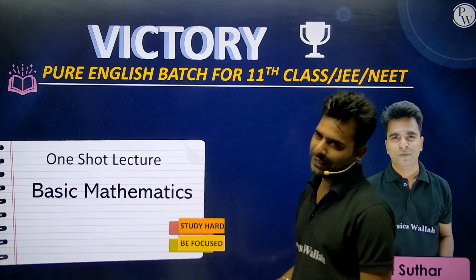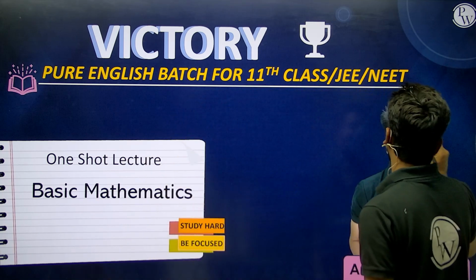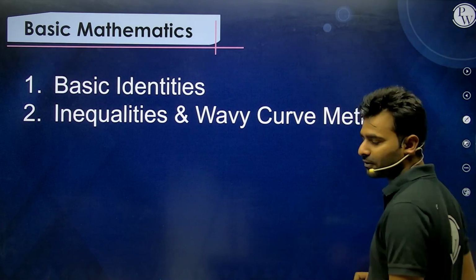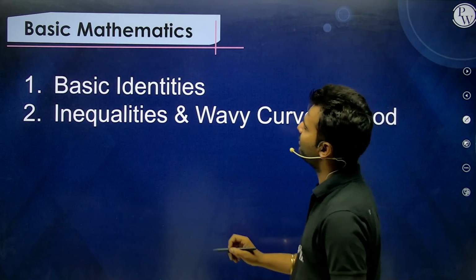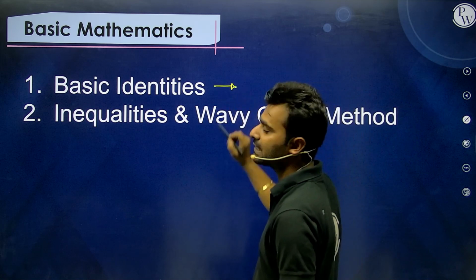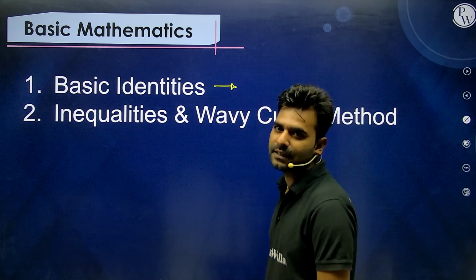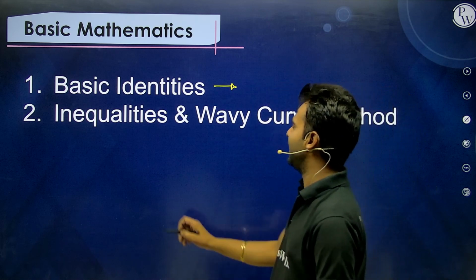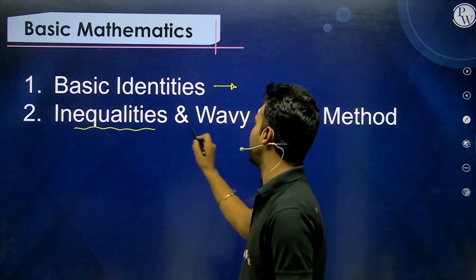So here we go into the session of basic mathematics, and in this session we're gonna cover a lot of things. Number one, we're gonna have a look at basic identities. There are no acidic identities in mathematics, there are only basic ones. Okay, and then we're gonna have a look at inequalities and wavy curve method.